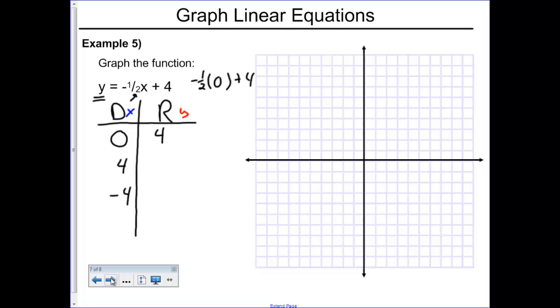So I'm going to go plot (0, 4). 0, 1, 2, 3, 4. That would be right here. Do this again with a +4 in for x. -1/2 times 4 gives you -2. -2 plus 4 gives you +2. So (4, 2), so over 1, 2, 3, 4, up 2 would be right here.